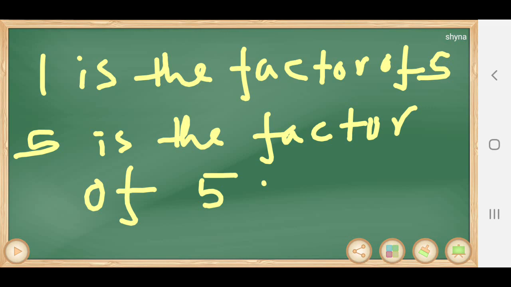So it is very clear, children. 1 is the factor of every number. That number is a factor of that number itself. Okay. Write these 2 points. 1 is a factor of 5. 5 is a factor of 5.